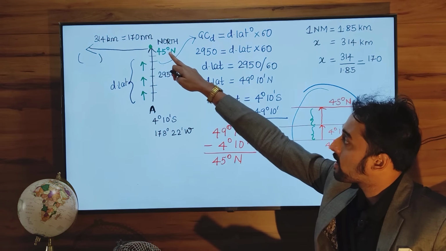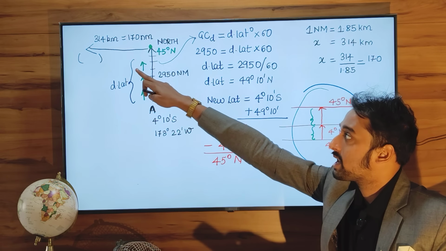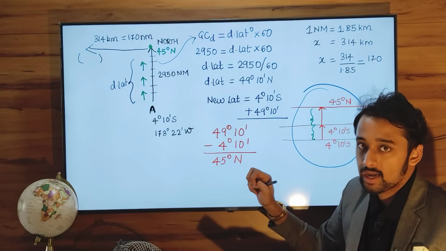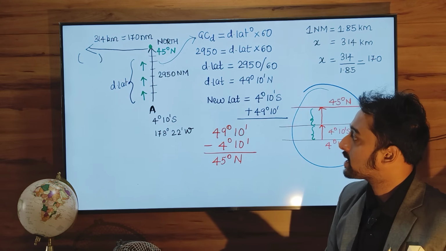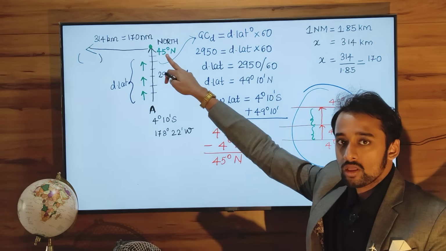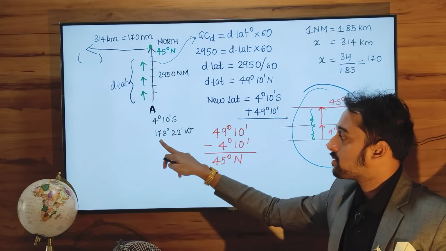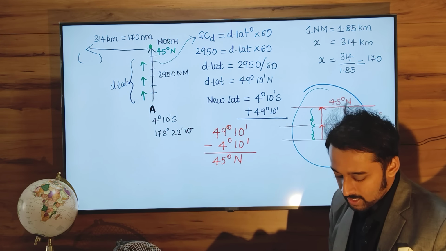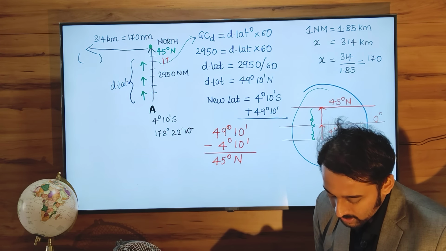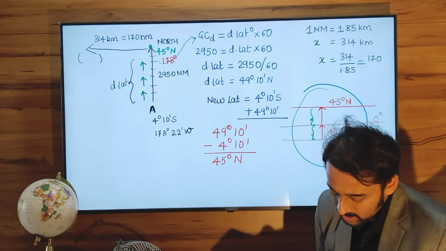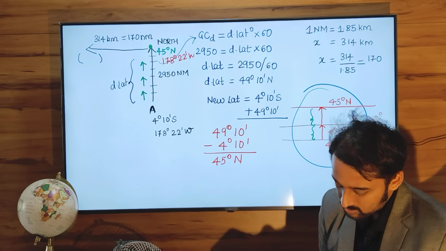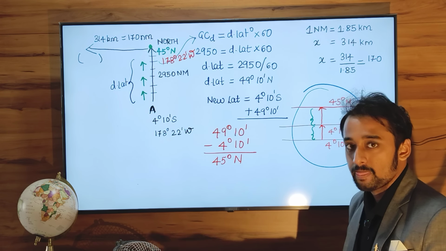From this point, 45 degrees north, we are going left for another 170 miles. Now this is your latitude, 45 degrees north, but what will be the longitude of this point? It will be the same, 178 degrees 22 minutes west. The longitude will be the same.